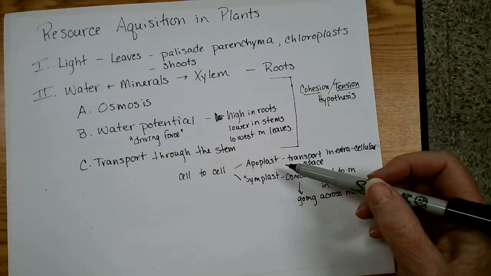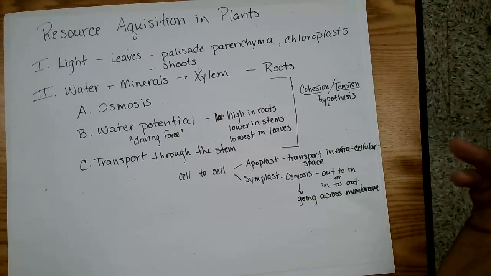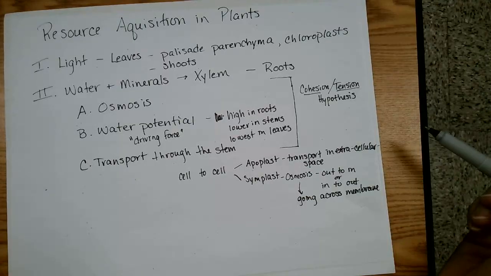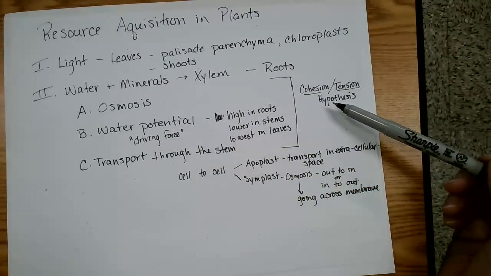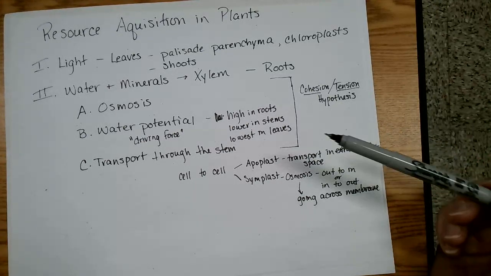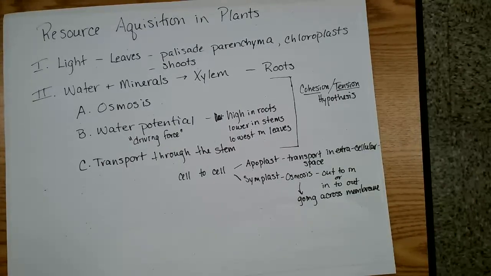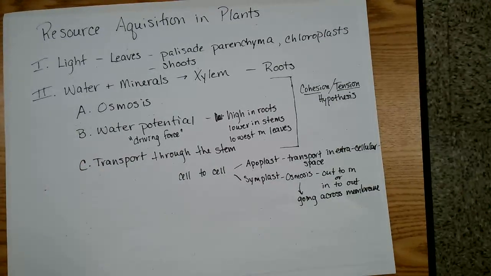But we needed to mention apoplast because sometimes it just doesn't go into the cell. It stays on the outskirts and stays within that extracellular space. But all of it is driven by water potential. The cohesion tension hypothesis is how it moves or crawls through that stem. But what is actually the destination? The destination is up to the leaves because that's where photosynthesis is going to occur. We've got to get that water up there because it's taking in that light.